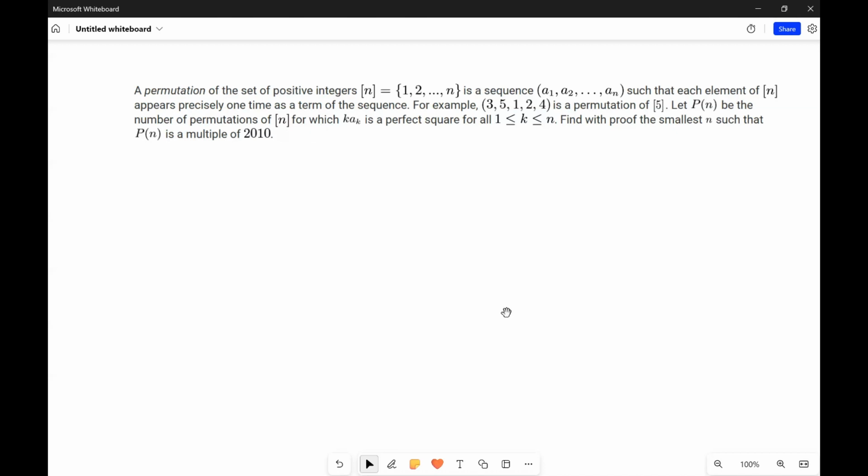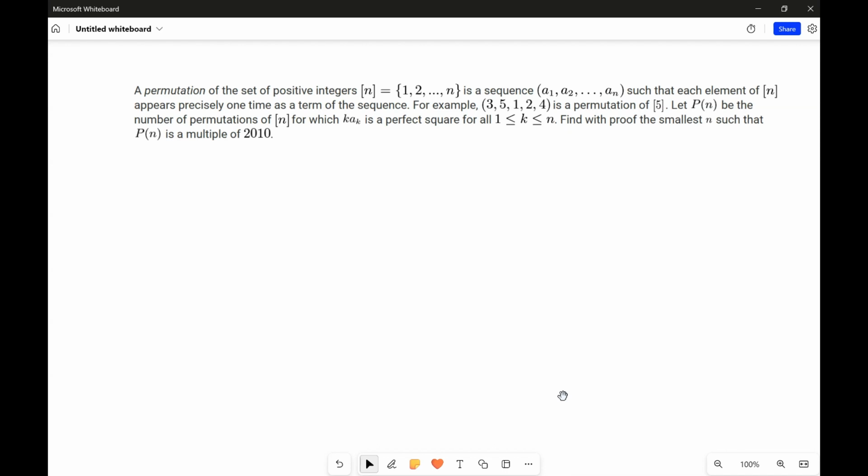A permutation of the set of positive integers {1, 2, all the way to n} is a sequence a1, a2, all the way to an, such that each element of the set appears precisely one time as a term of the sequence. For example, 3, 5, 1, 2, 4 is a permutation of {1, ..., 5}.